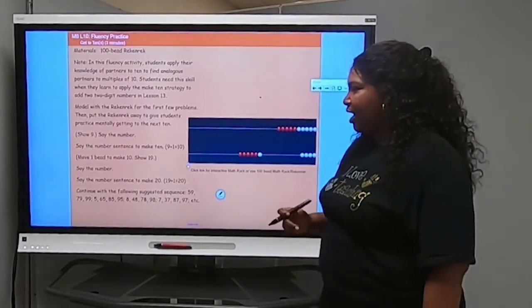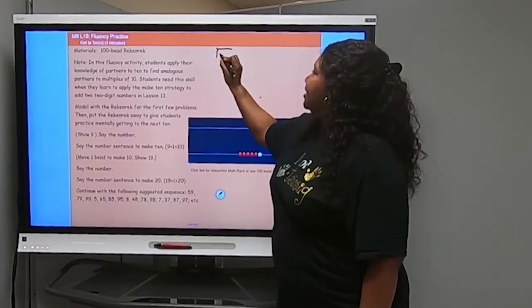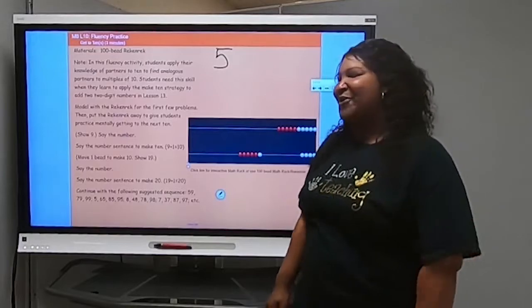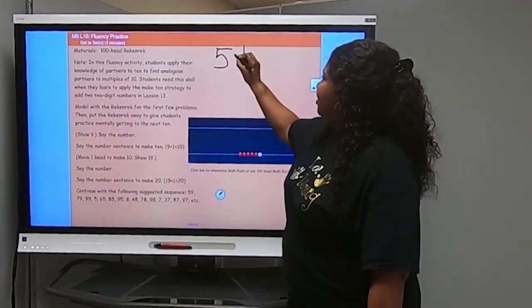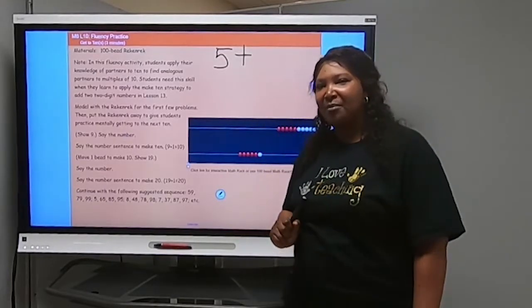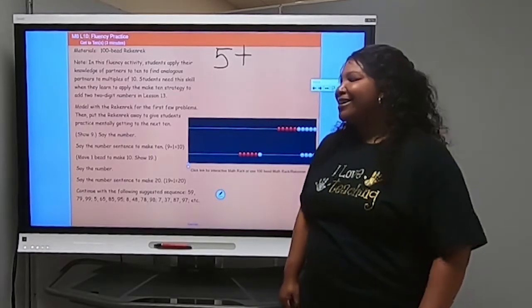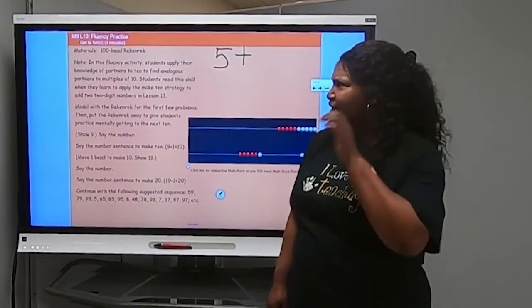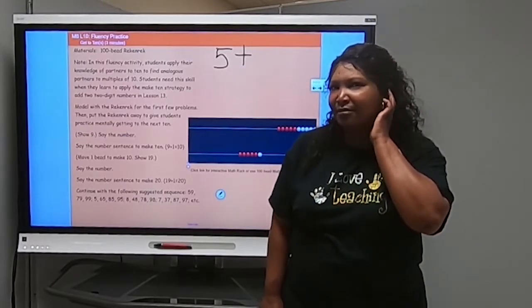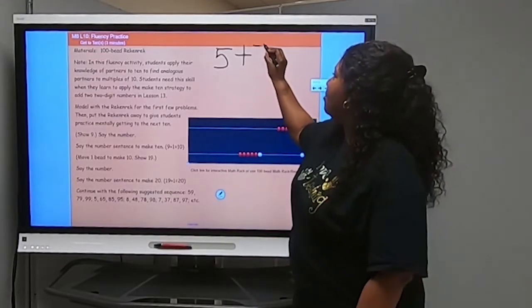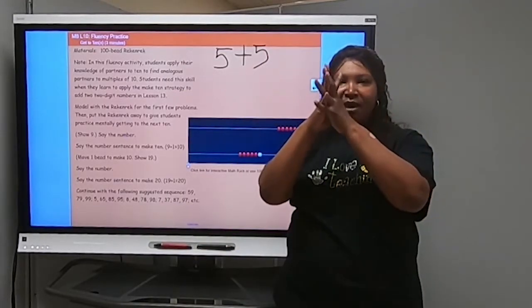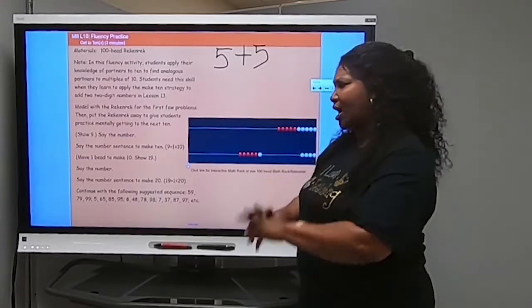All right, so let's try another number. What is this number? 5. Good job. How many do we need to add to 5 to become 10? How did you know that answer so fast? This is a what? You're right. This is a double fact. And we know that 5 plus 5 make 10. Good job.